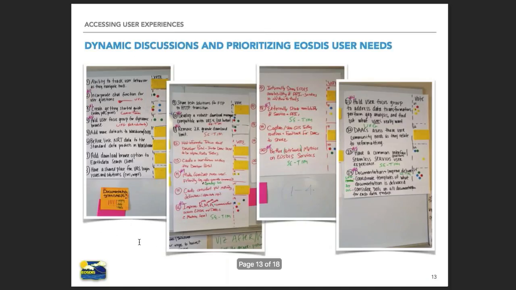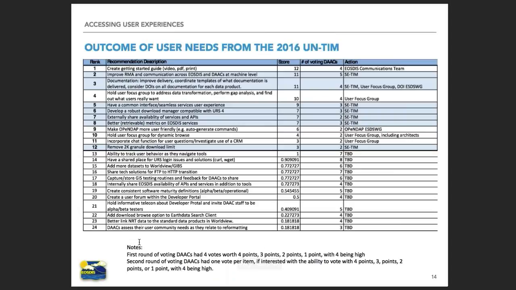So we did a lot of whiteboarding, and this was the outcome. So this is on our wiki, and you can go look at it. The blue ones were suggestions, those user needs that could really be handled technically by some of the groups that we have already working with ESDIS, but there's many others that do not.